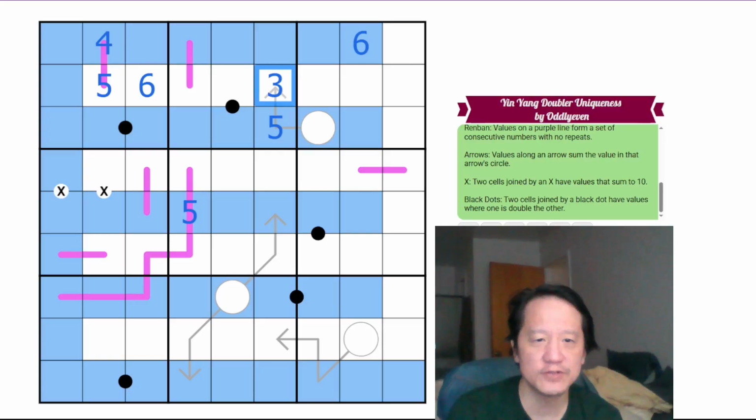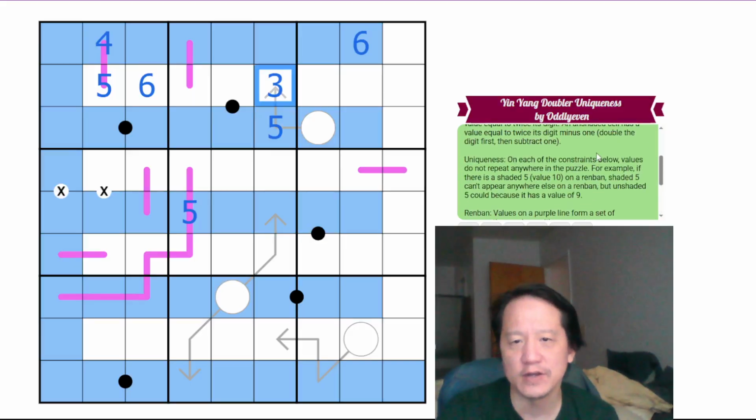Plus a 5 shaded here. That would be value of... Oh, wait, no. Unshaded is minus 1. So that's actually not going to work either. That's interesting too.